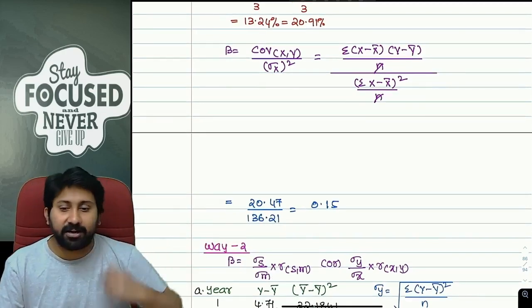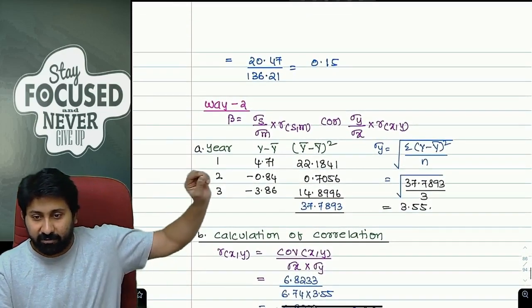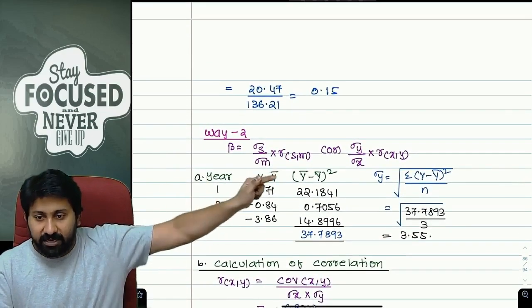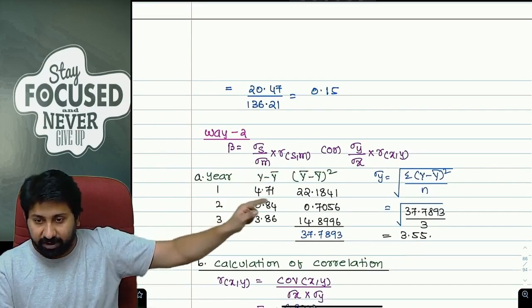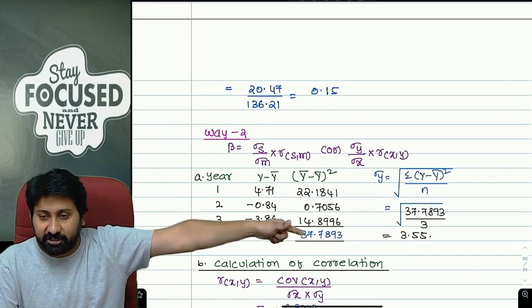RXY means first we need to calculate correlation. So for that we need some information. See here what I have done: Year 1, y minus y bar the whole square. Y minus y bar the whole square is this one. I calculated a standard deviation of 3.55.